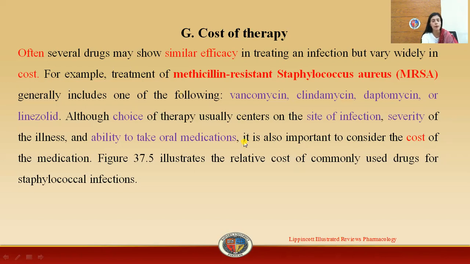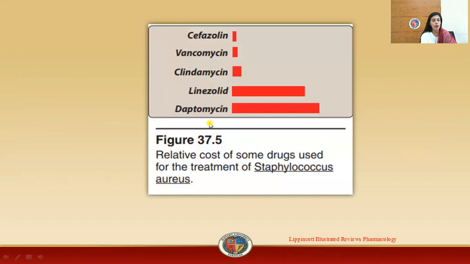So in case of MRSA, we have daptomycin, which is most expensive. Then we have linezolid, which is less expensive as compared to daptomycin. Then we have clindamycin, then vancomycin, then we have cefazolin. Among them, the most economical is cefazolin, but the drug which has the best efficacy is vancomycin. So in case of hospitalized patients, you will move towards vancomycin because we have proven results that this is the most effective drug.